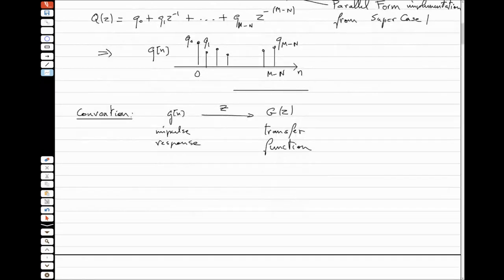So the convention is that whenever we talk about an LTI system of impulse response g of n, the convention is to also represent it like that. That means instead of writing the impulse response in the box, we write the transfer function. But be careful. This is exactly the same thing as this. It's just that we have changed the sticker, right?